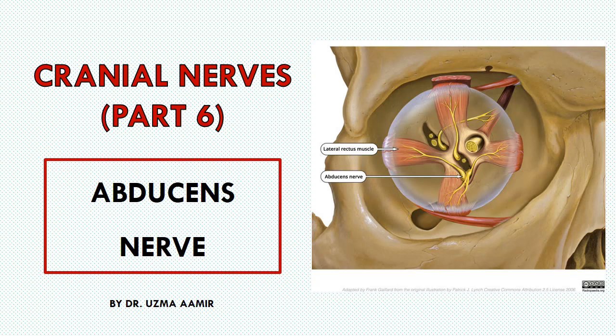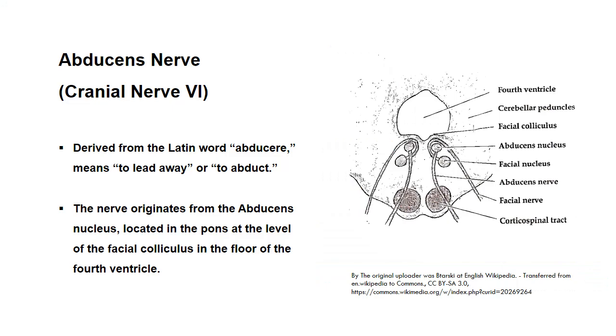In today's video, we will learn about the abducens nerve, including its origin, pathway, functions, and clinical implications. The abducens nerve is named after its primary function, abduction of the eye. The term abducens is derived from the Latin word abducere, which means to lead away or to abduct. This is purely a motor nerve and innervates the lateral rectus muscle of the eye, which abducts the eyeball. Since its primary role is to abduct the eye, it was aptly named the abducens nerve.